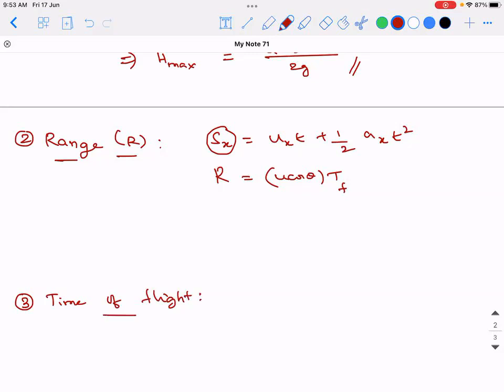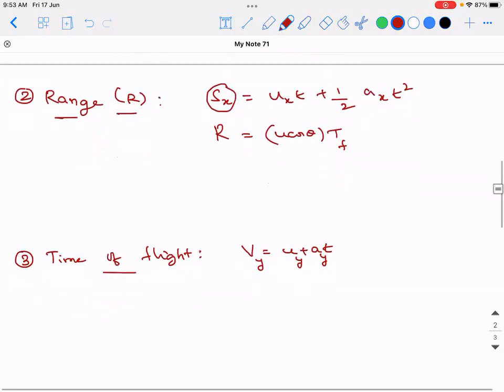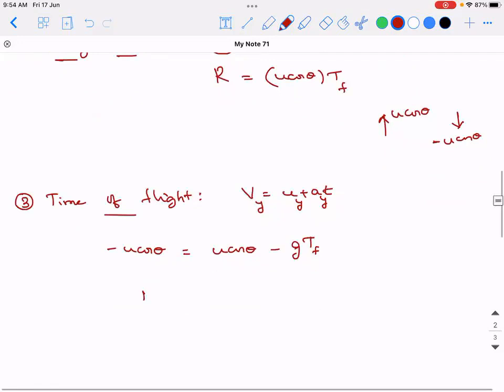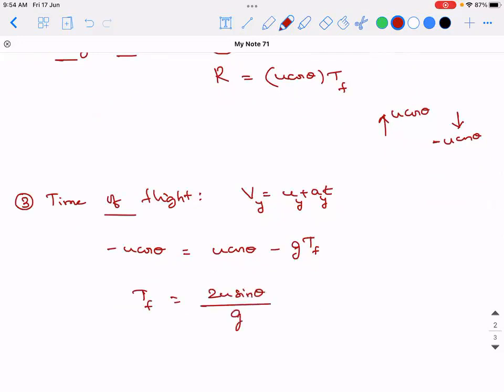So for time of flight, we will write v is equal to u plus at. This we will write along y direction. So velocity along y direction: whatever is the initial velocity with which you projected the object, it will be the same velocity with which it will come down, because you are ignoring the air resistance. So it will be minus u sin theta, because this is measured in the downward direction, equal to the upward u sin theta minus g into time of flight. So time of flight, if you calculate, comes out as 2u sin theta divided by g.